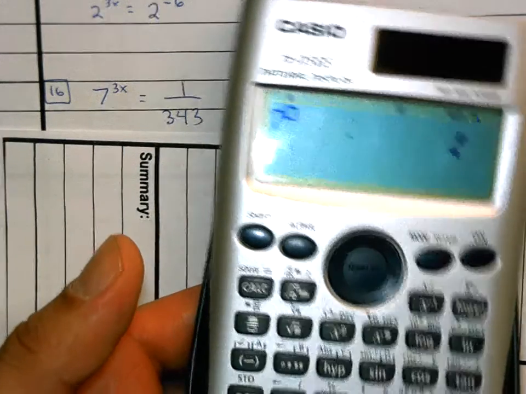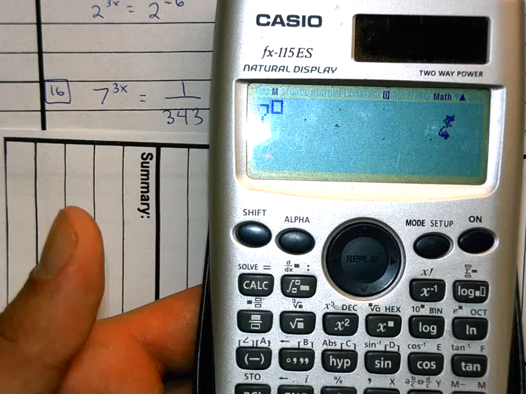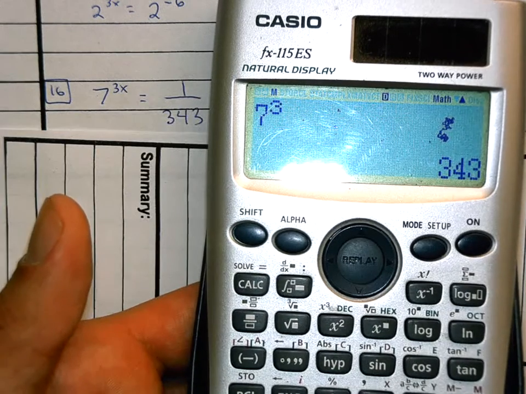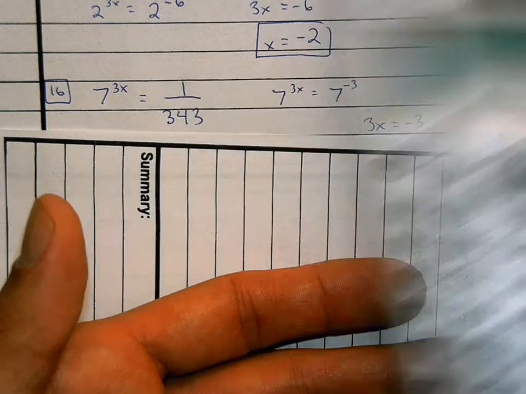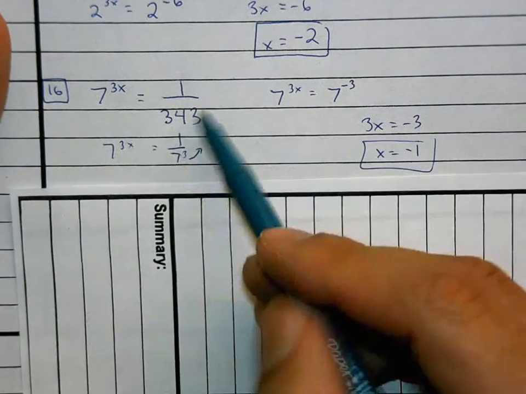Do you know 7 to the first? You already know that one, don't you? 7 to the second? Do I need to tell you what that is? What is 7 to the third power? If you're not sure, use the calculator. It knows them all. So that is 7 to the third power.